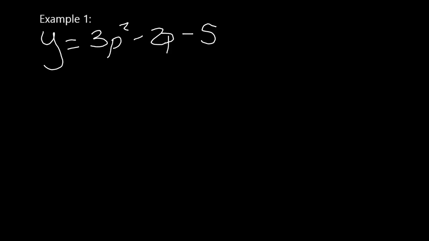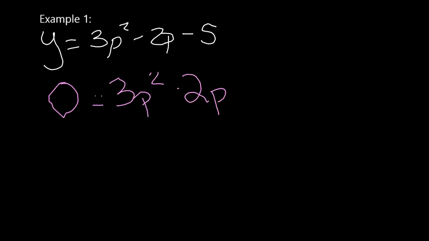Example number 1 is y equals 3p squared minus 2p minus 5. Like stated before, we are trying to find when y equals 0, or where it crosses the x-axis. So if I want to find when y equals 0, I'm going to substitute in a 0 for y. Now I'm going to use the factoring method to determine what my zeros are. So now we're going to factor this.